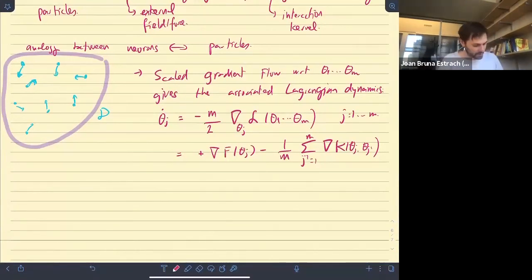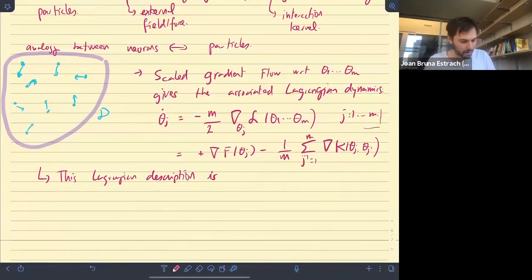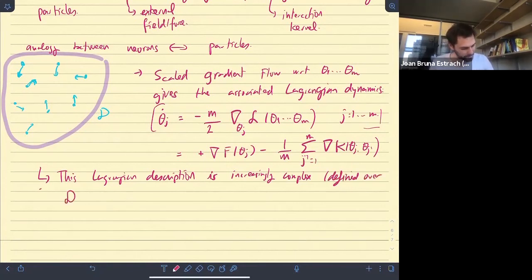In fact, let me just add that this Lagrangian description becomes more and more complex the more particles you have. Because it's a system of equations, I have one equation per particle. So the more particles I have, the more equations I have, so this system is increasingly complex. This is defined over copies of the parameter space.